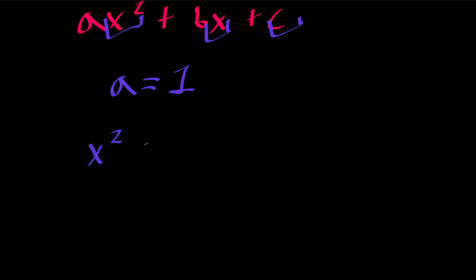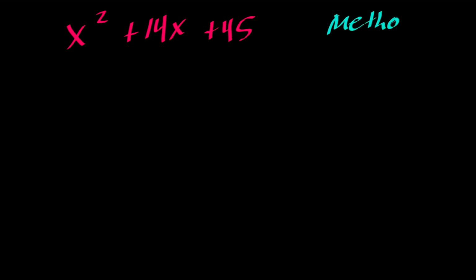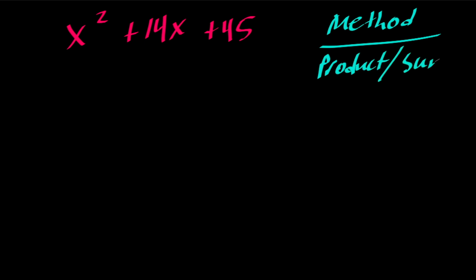X squared plus 14x plus 45. So it's going to look something like this. So now, let's actually look at that problem, and we'll start to go through these steps. So this requires a very specific set of steps. I call this method the product sum method. Some people call it something different. I call it the product sum method.